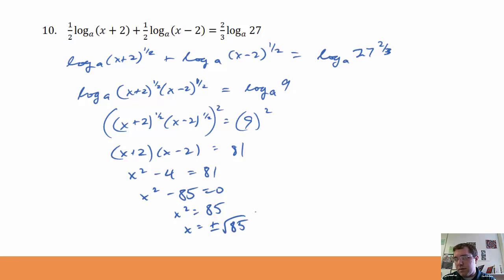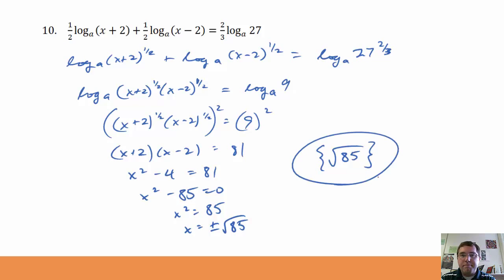Can I simplify the square root of 85? No, I cannot. That gives me two possible answers. Do both of them work? Well, if it was negative square root of 85, since that's definitely bigger than 2, I'd have a negative number inside of that first log. That's a problem. Can't have that. So I will just have the positive square root of 85 as my solution.